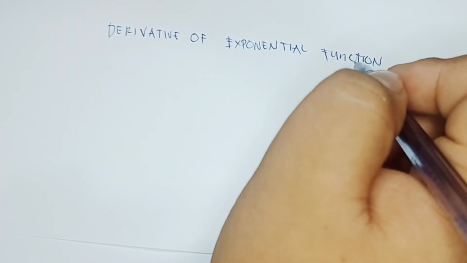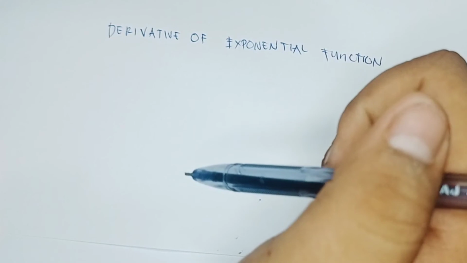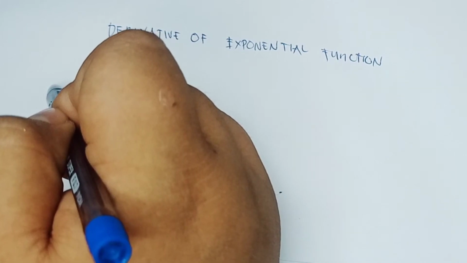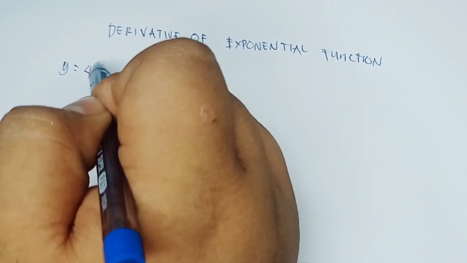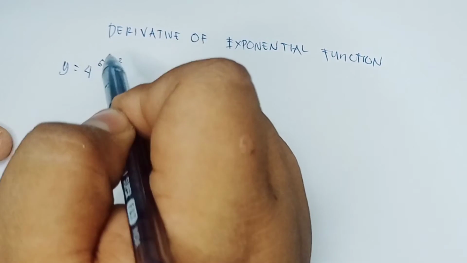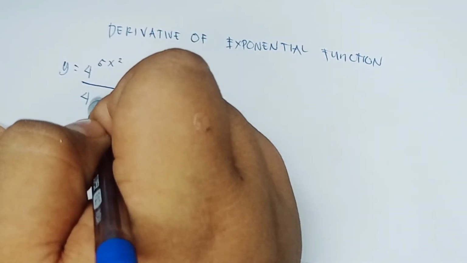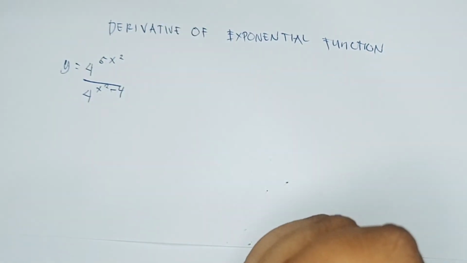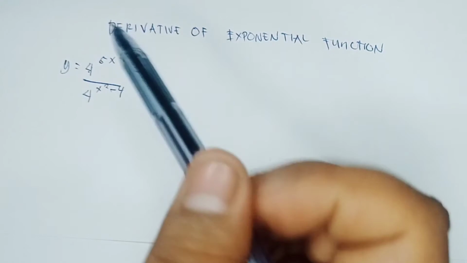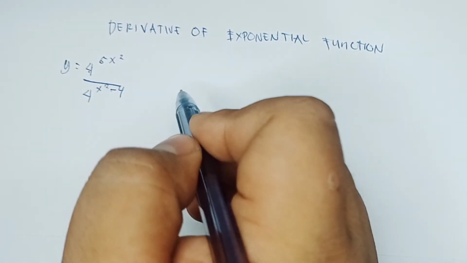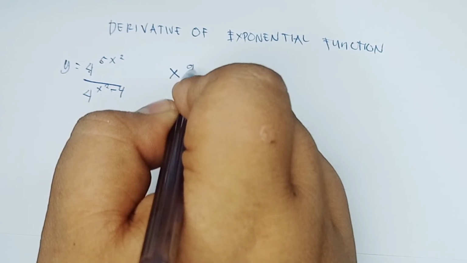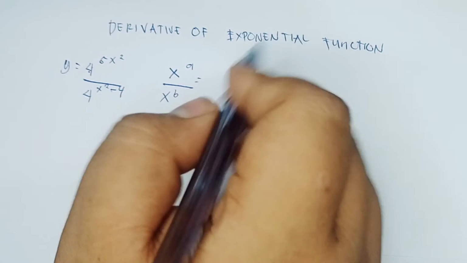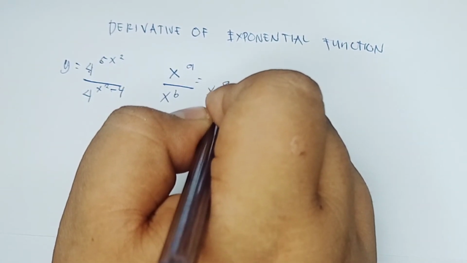We have a problem here. Our problem would be this one. Y is equal to 4 raised to 5x squared over 4 raised to x cubed minus 4. Have you noticed anything? Its bases are the same. So what we're going to do is to use the formula x raised to a over x raised to b is equal to x raised to a minus b.